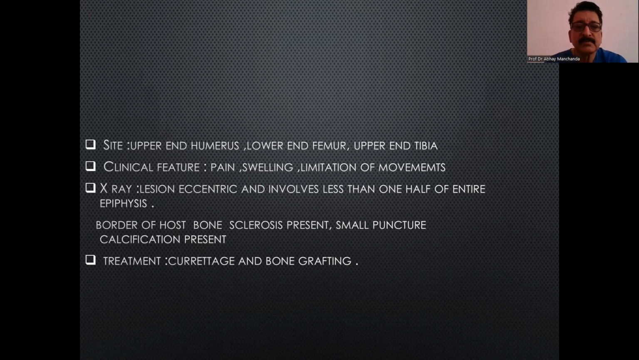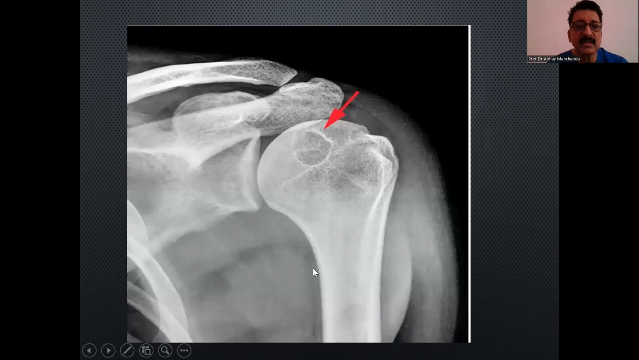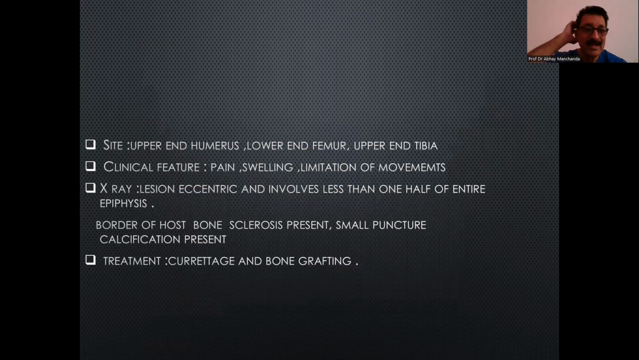Its usual site is upper end of humerus, lower end of femur, upper end of tibia. X-rays show the lesion is eccentric and involves less than half of the entire epiphysis. Sclerosis of the border of the host bone is present and small punctate calcification is present. Again, the treatment is the same. We have to curette it out and do a bone grafting.